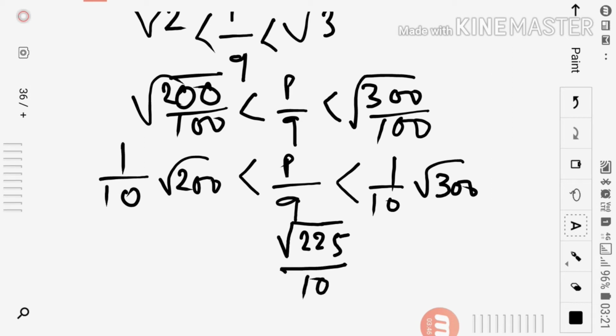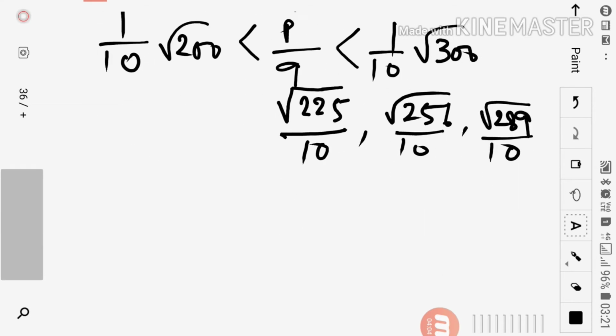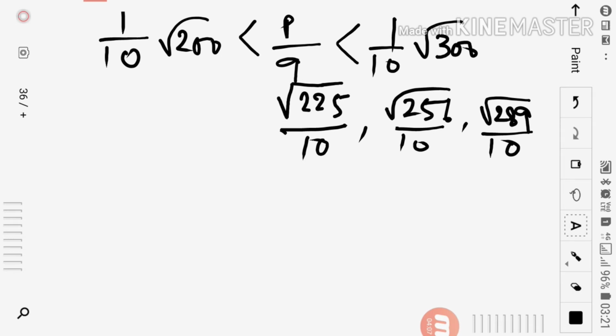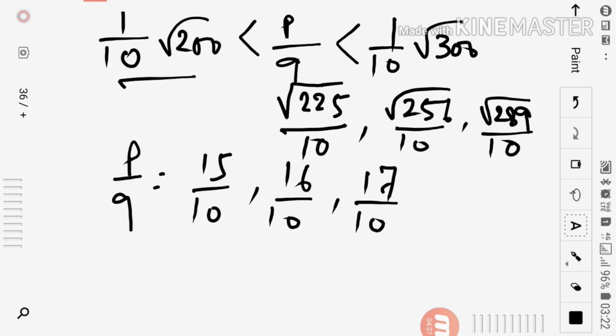then under root 256 by 10, under root 289 by 10. All these numbers are between these two irrational numbers. So we have three numbers: p by q is equal to 15 by 10, 16 by 10 and 17 by 10. These three rational numbers are greater than this and smaller than this.